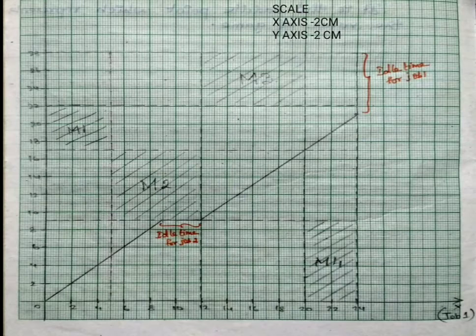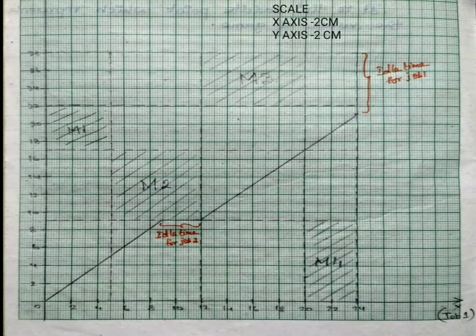Similarly, idle time for job 2 means parallel to job 1. Here one box and the other box will be half. So one box is 2 centimeters, the other one, half, is 1 centimeter. So 2 plus 1 is 3. So that is the idle time for job 2. So you have to use graph sheet, then only the problem will be clear.